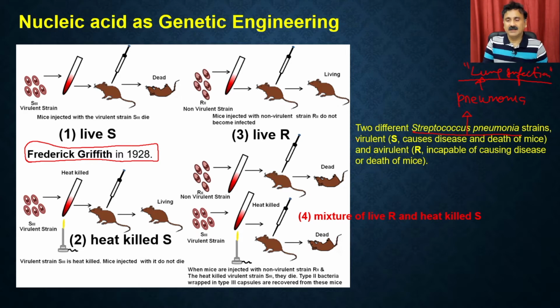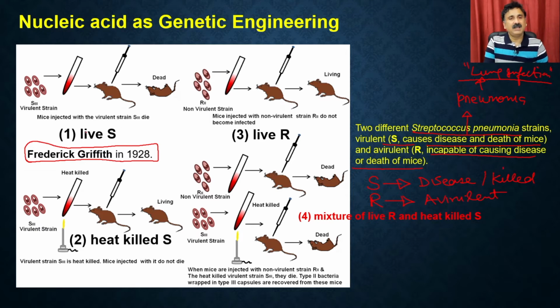So he took two different strains of Streptococcus pneumoniae. One is called the S strain, which causes the disease and the death of the mice. So the S strain is actually going to kill the mice. That is a virulent strain. Then he took another strain which is called the R strain, and the R strain is an avirulent strain, and it is not able to cause the disease. So it will not cause the death of the mice. So R is an avirulent strain, right?